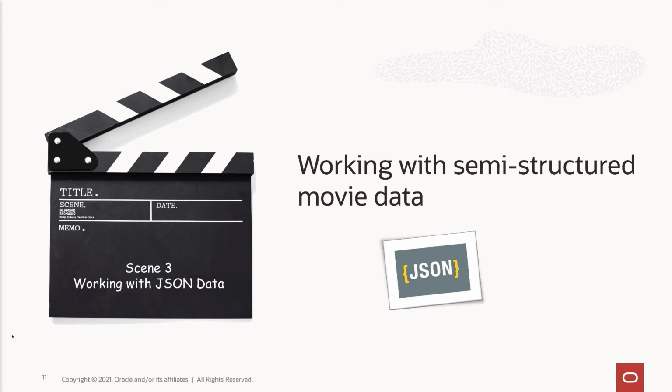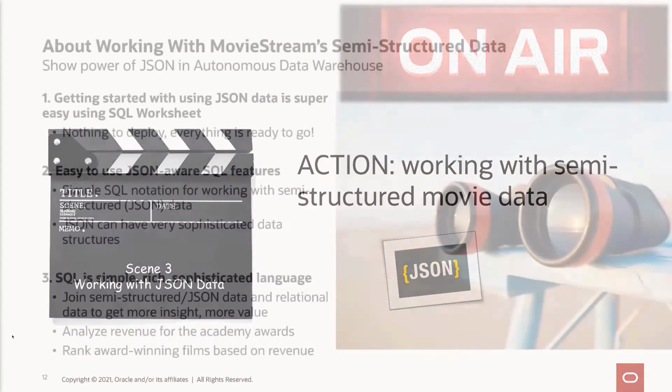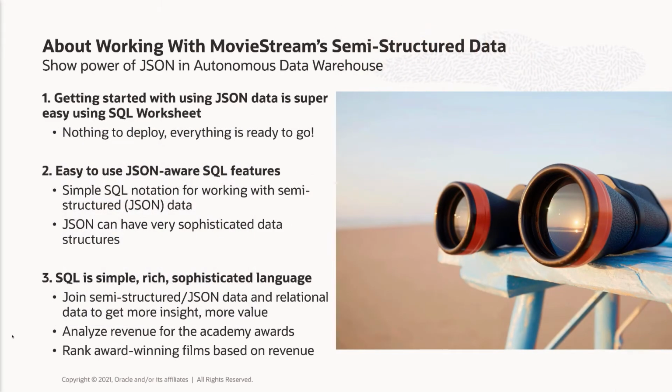Welcome to this lab on working with semi-structured movie data. My name is Keith Laker. I am your host for this particular lab. And in this lab, we're going to show you the power of JSON or semi-structured data within Autonomous Data Warehouse. The good news is everything that you need to work with JSON data is already part of your Autonomous Data Warehouse. So it's nothing to deploy, we're ready to go. The first step we're going to show you is writing some very simple SQL notation for working with JSON data.